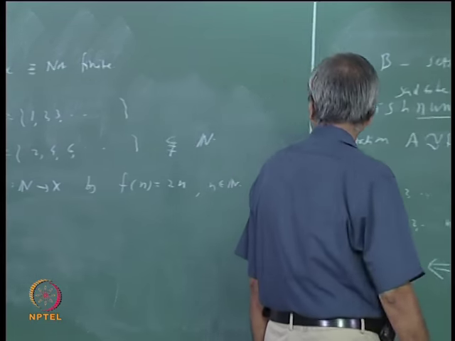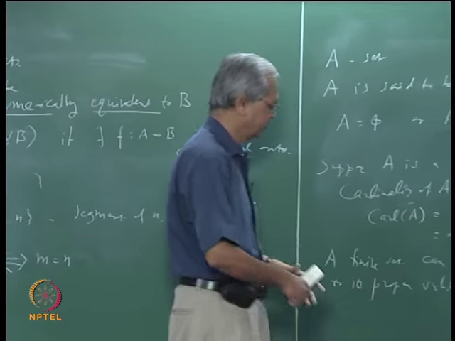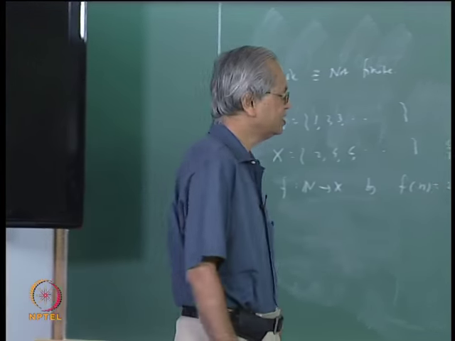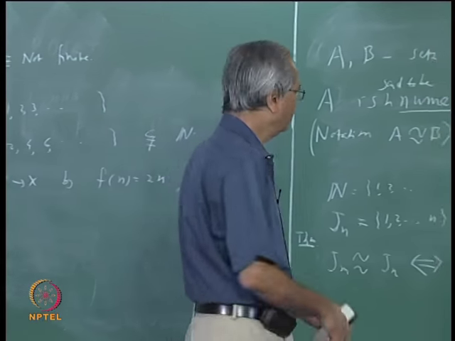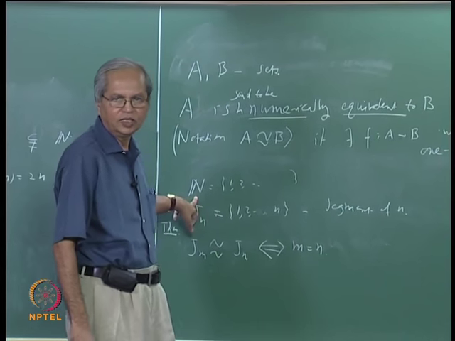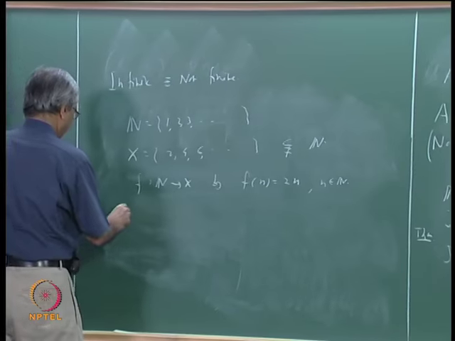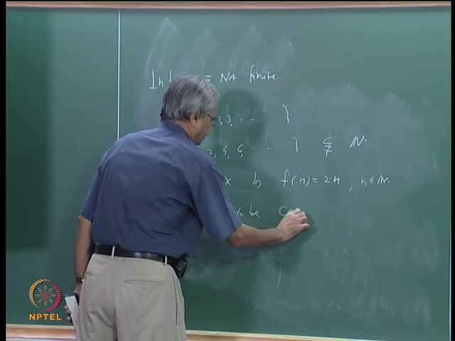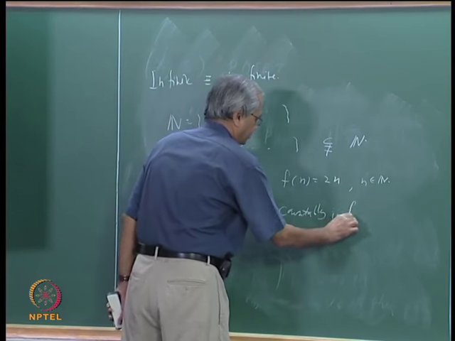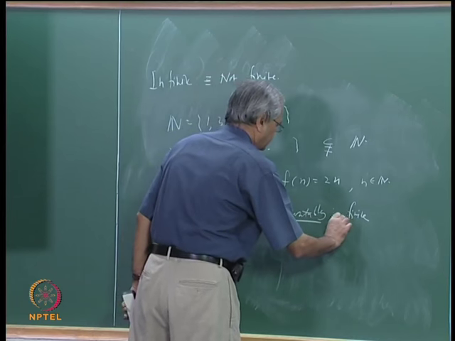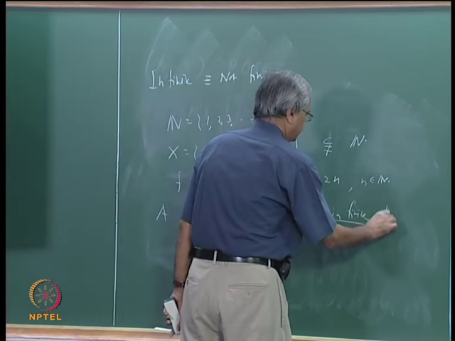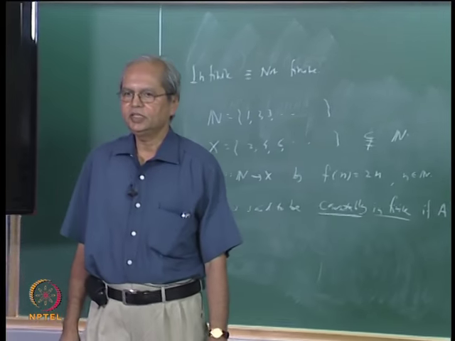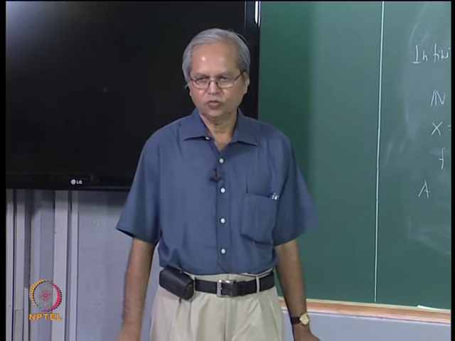To do that, we'll need one more definition and one result. Among the infinite sets, we make one further subdivision. We say that a set is countably infinite if it is numerically equivalent to N. So this is the definition: let A be a set. A is said to be countably infinite if A is numerically equivalent to N. That means there is a 1-1 and onto map between A and the set of all natural numbers.